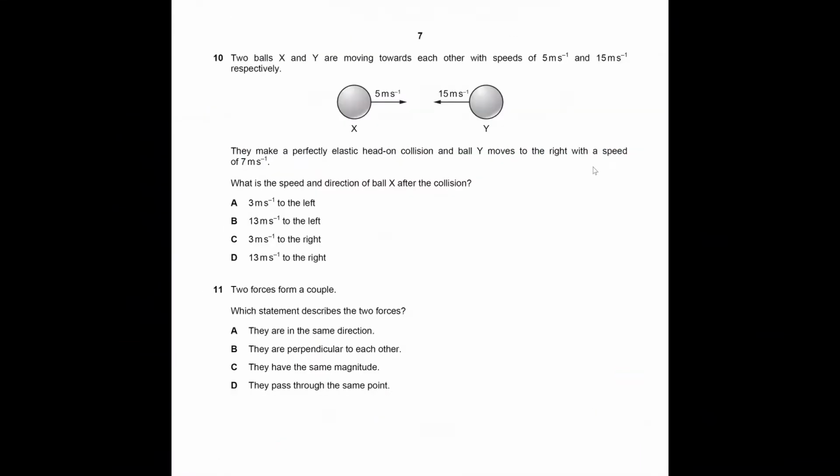Then for question 10, this one is your normal question on relative velocity. Two balls X and Y are moving towards each other with speeds of 5 meters per second and 15 meters per second respectively. They make a perfectly elastic head-on collision and ball Y moves to the right with a speed of 7 meters per second. What's the speed and direction of ball X after collision?